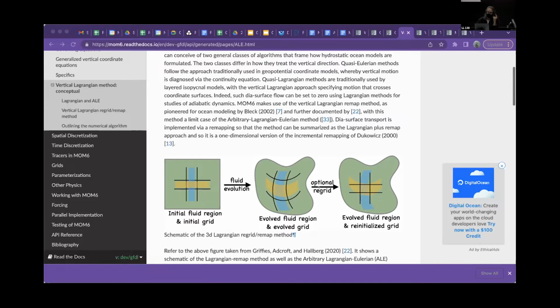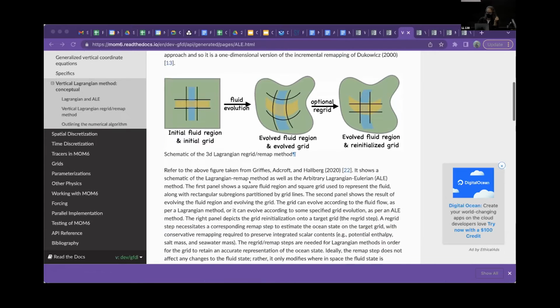All right. So MOM6 is not 3D Lagrangian, it's 1D, just in the vertical. Okay. The horizontal is still Eulerian. But it's a quasi-Lagrangian, a vertical Lagrangian regrid remap method that we use.